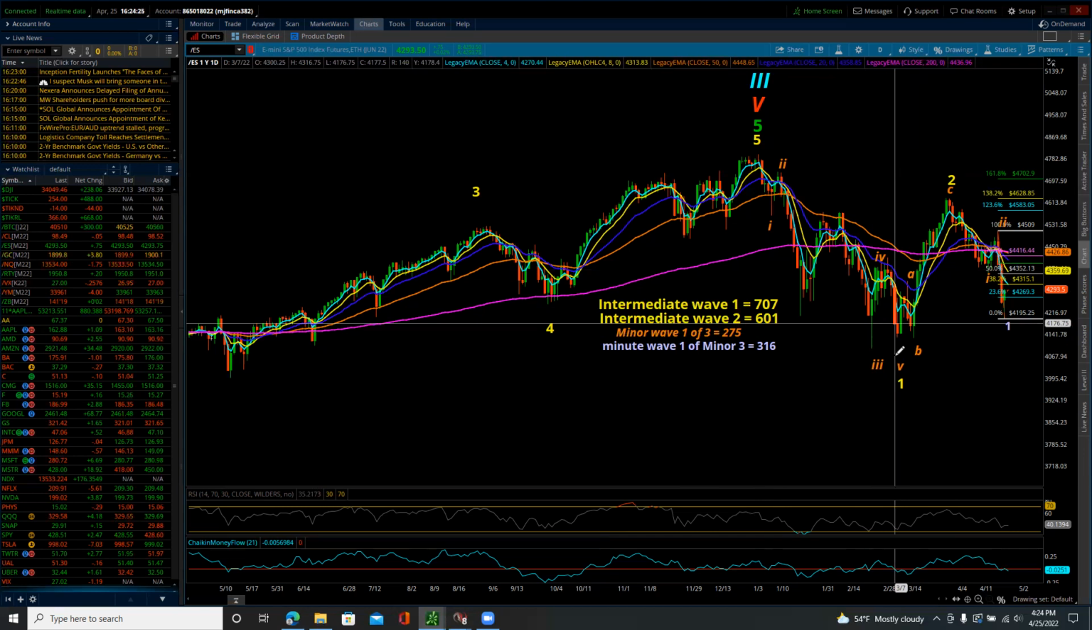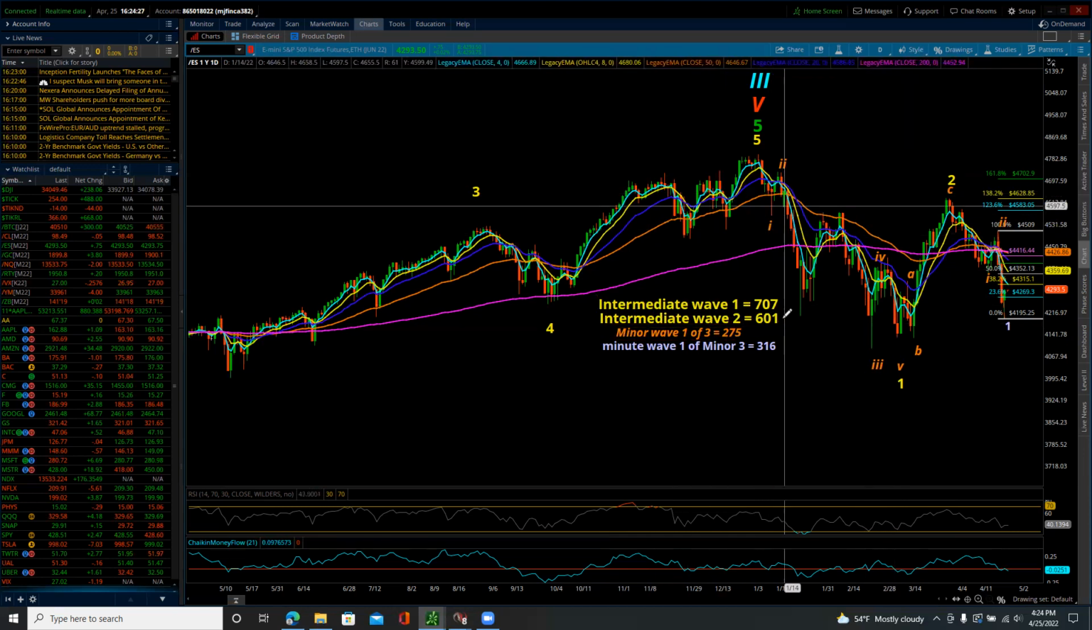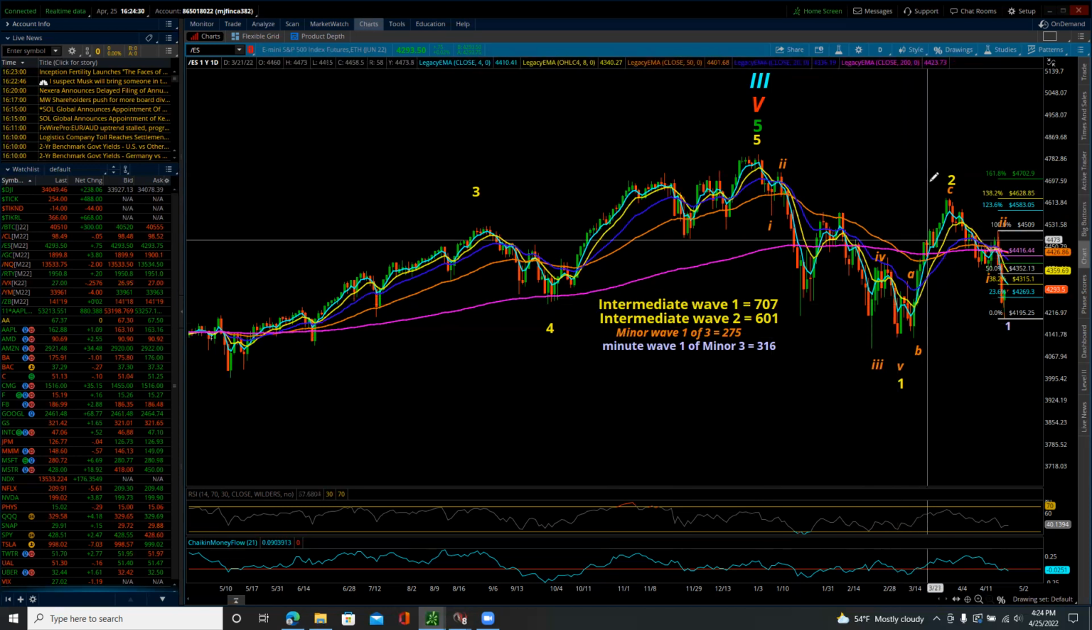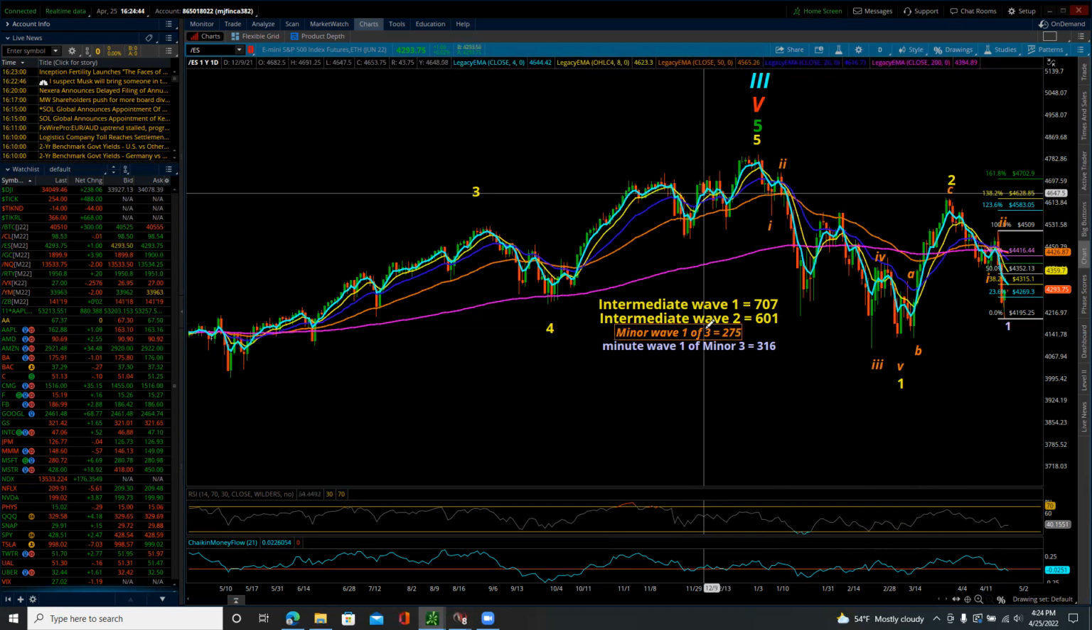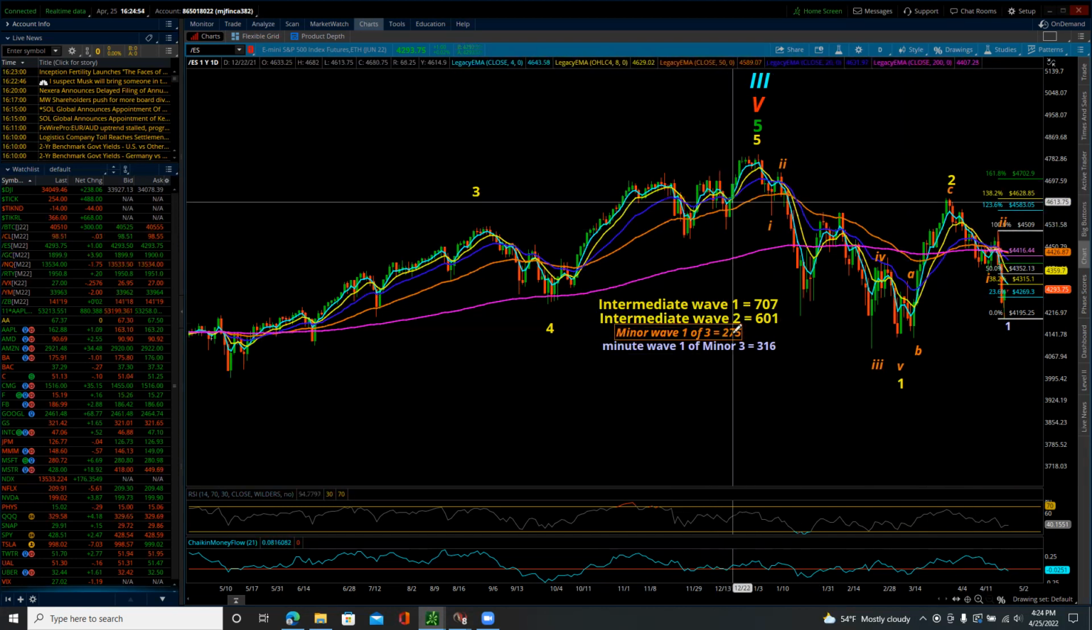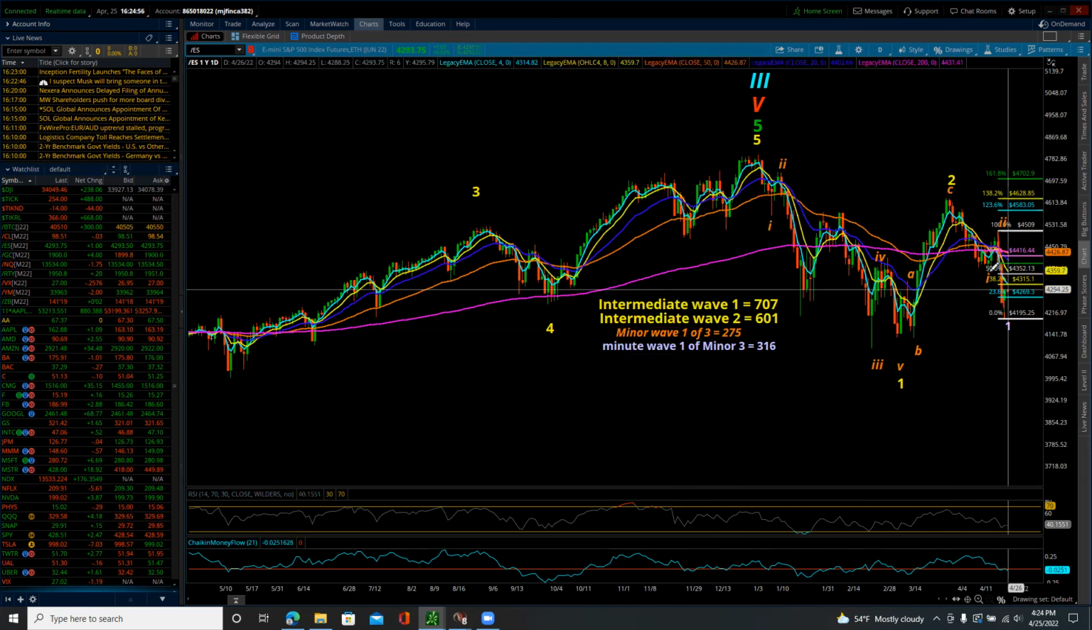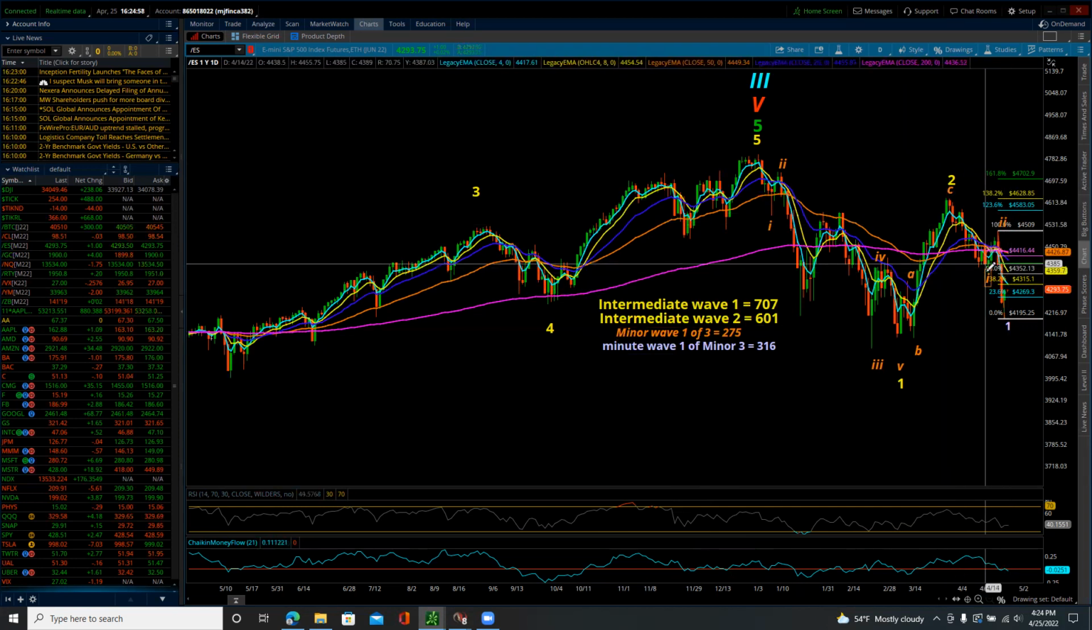Now, having said that, intermediate wave one, right there, two right there, to over here, encompasses 707 points. Intermediate wave two, there, to there, covers 601. Now we're beginning intermediate wave three, which we now know will consist of five waves of minor degree. So minor wave one of intermediate wave three is 275 points. So that's from that high to that low. It's 275 points.